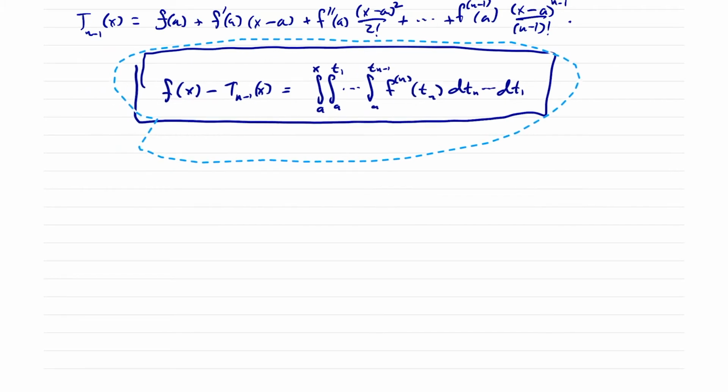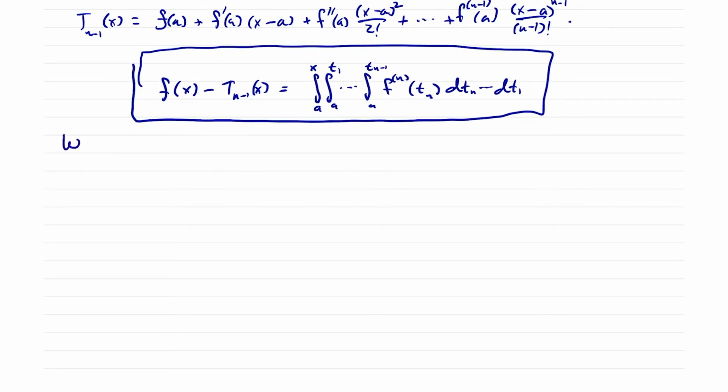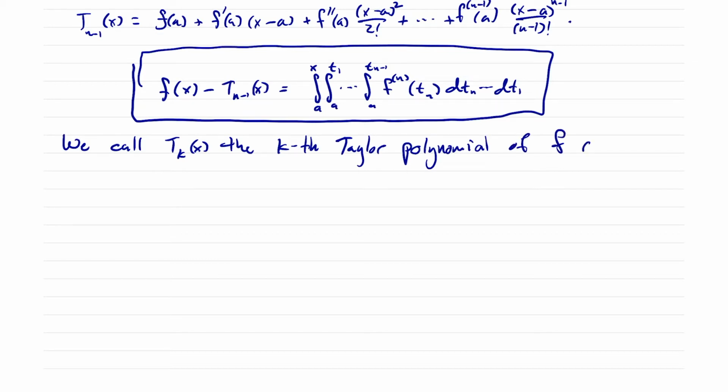So now, we call T_k of x the kth Taylor polynomial of f centered at a in the real numbers. Okay, so now that is how you derive Taylor polynomials and Taylor series.